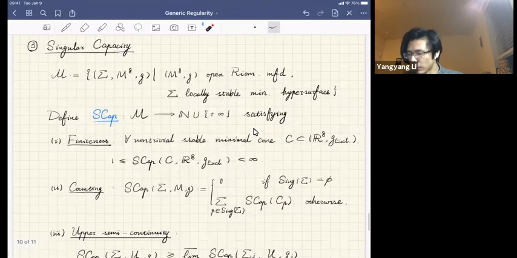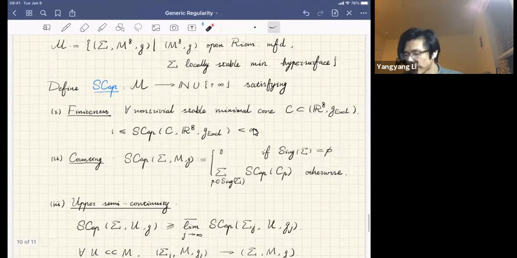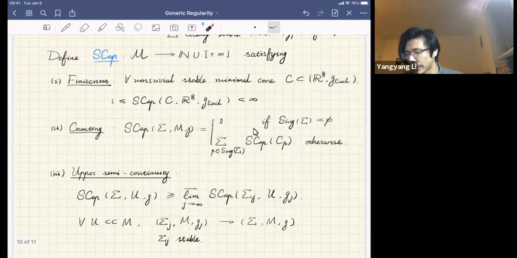And the next one is what we need in order to run the induction argument. Roughly speaking, we need the following upper semi-continuity. Suppose that we have a sequence of hypersurfaces sigma j and metrics g_j converging to sigma and g. Here we also need a technical assumption saying that sigma j is stable. But anyway, the main property is that the lim sup of the singular capacities along this sequence should be no greater than the singular capacity of sigma.